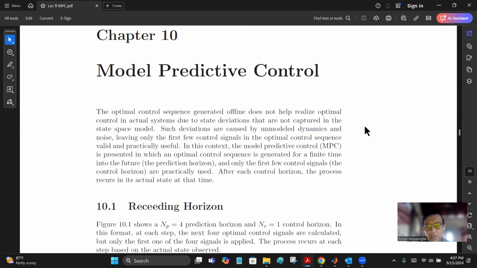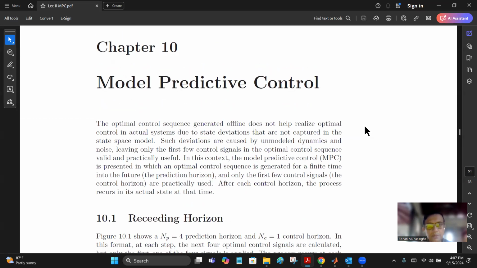So scientists and engineers were working on this problem for quite some time, and not very long ago, I think it's like in the 80s, they came up with a solution: model predictive control. It's very recent. If you look at the entire history of control systems, model predictive control is like some 30, 40 years old, somewhat recent, okay?